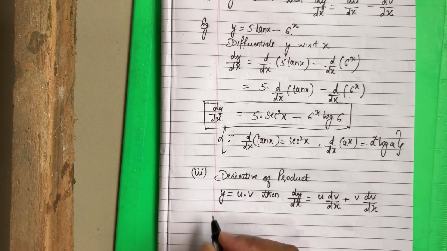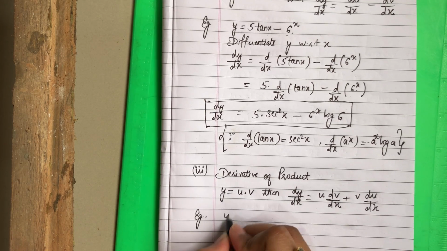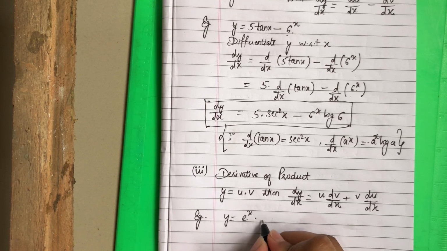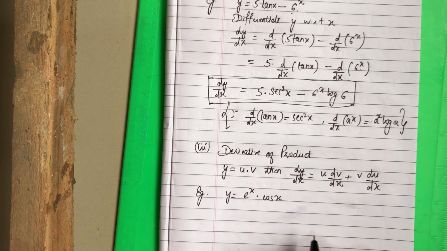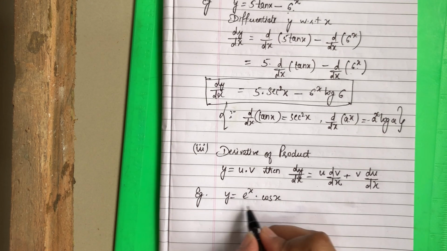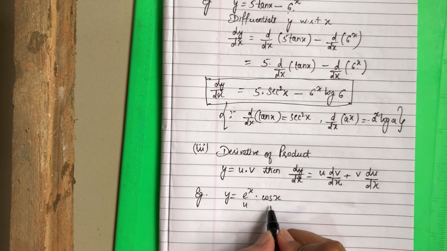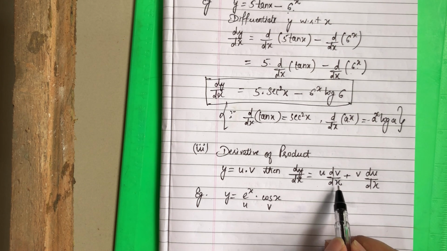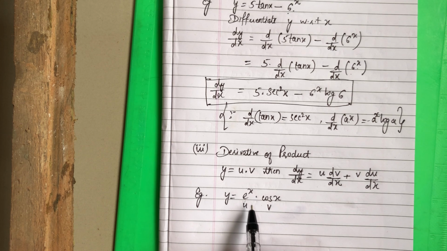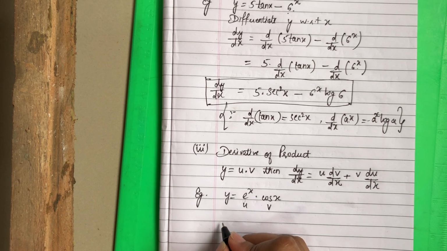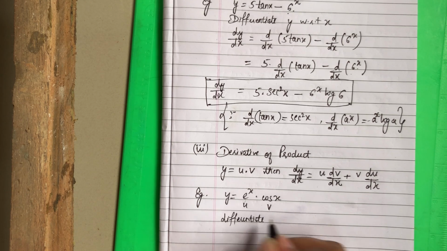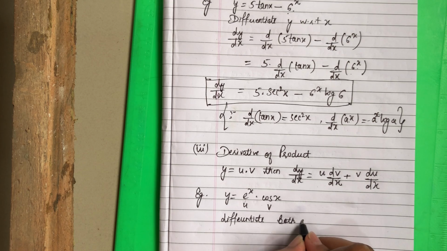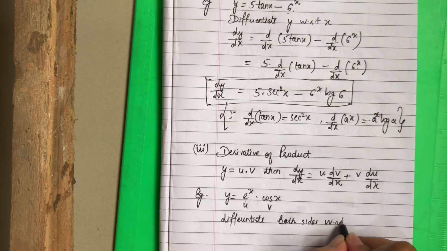Again taking an example, y is equal to e raised to the power x dot cos x. So here the first term we can write down as u and the second term we can write down as v. Using the rule dy by dx is equal to u dv by dx plus v du by dx, u value is e raised to the power x, v value is cos x. Now using this, differentiate both sides with respect to x.